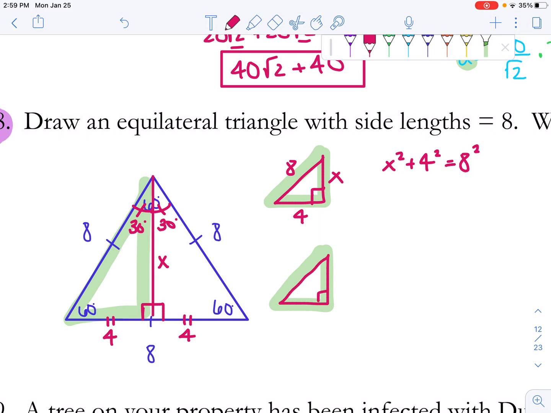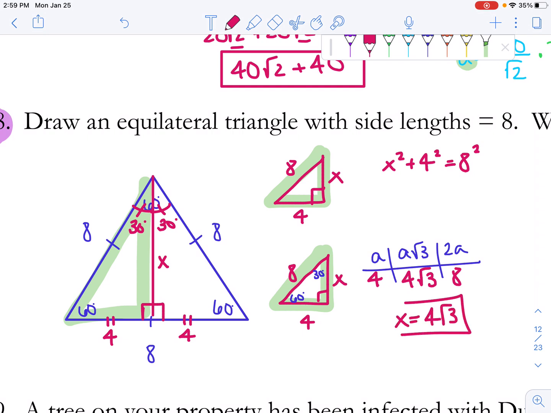I can draw the green triangle again, fill in all the side lengths, but don't forget about this angle 60, this angle is 30. So doesn't this follow the 30, 60, 90 pattern? It sure does. A, A root 3, 2A. In this case, the side opposite the 30 is 4. So if A is 4, we're going to have 4 root 3 and 8. So we can say that x is 4 root 3 since it is opposite the 60-degree angle. If you would have stuck with it up here, you would have gotten the same thing. A is 4 root 3, just a different method of going about it.